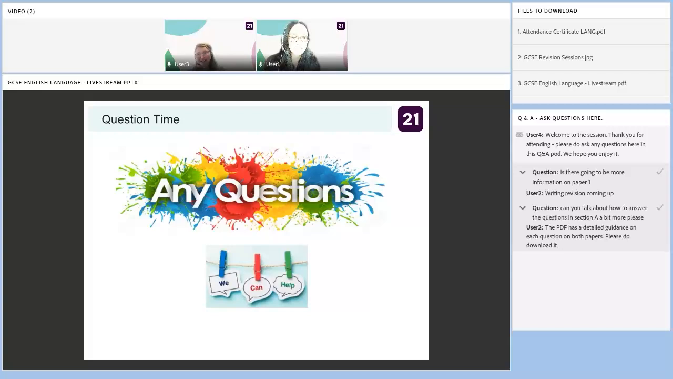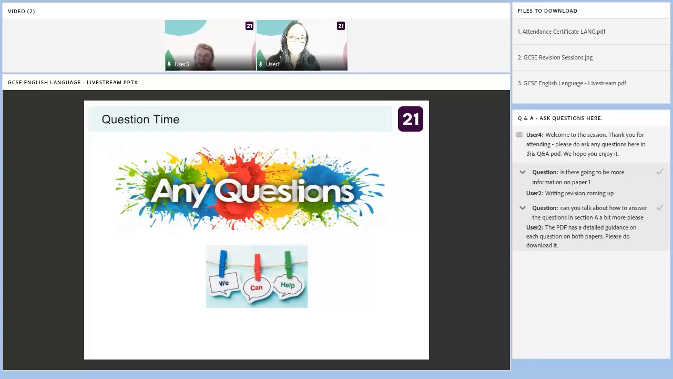What should I mainly be revising? That's an interesting question for English language because you don't have quotes to learn. Some of you did English literature this morning, and I hope it went well for you if you did, where you have to revise a lot of characters and plots and poems. For language, I would say at this stage, just make sure you know your paper.